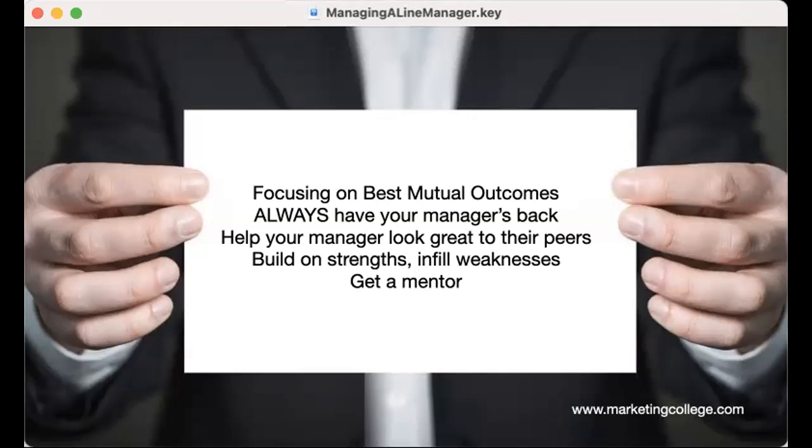Build on strengths and infill weaknesses. This is really key. I mean, obviously, you would try and do this yourself anyway. So building on your own strengths and infilling your weaknesses with other resources from elsewhere. So if somebody else can do this because they're better placed, because they're better at it, or they're stronger at it, then you can work with your strengths on something else. And do the same with your line manager. If you see that they've got weaknesses in a particular area, see if you can infill those and build on their strengths with your strengths collaboratively.